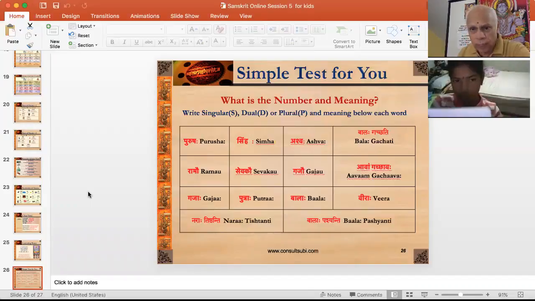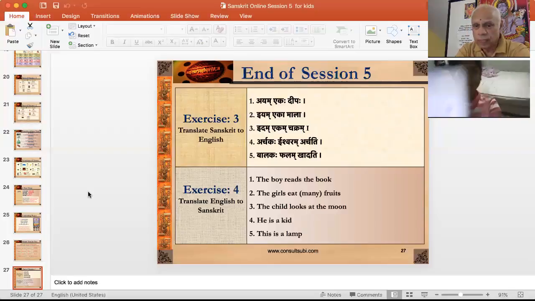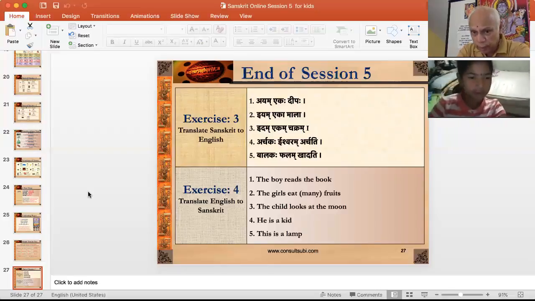And I'm going to give you a regular exercise too, which means a little translation from Sanskrit to English. There are five sentences, very simple sentences. I'm sure you'll find it very easy to translate. And an exercise four, where there are four English lines. You need to translate it into Sanskrit. If you don't know how to write in Devanagari, write it in English. Doesn't matter. This is going to be the homework for you for next week. So with that, I'm going to end today's session.